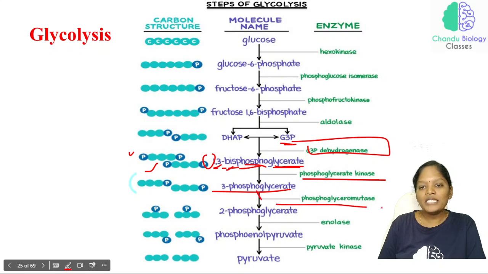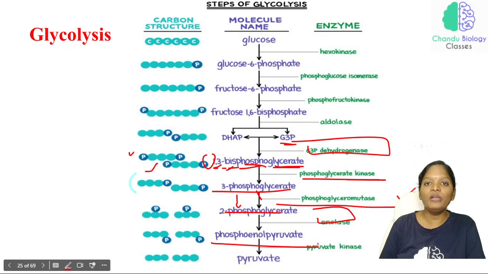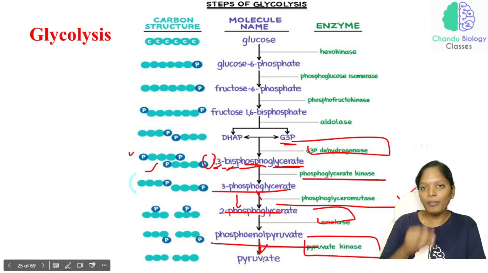Now phosphoglyceromutase converts it into 2-phosphoglycerate. With the help of the enzyme enolase, it is converted into phosphoenolpyruvate. Finally, pyruvate kinase converts it into pyruvate.